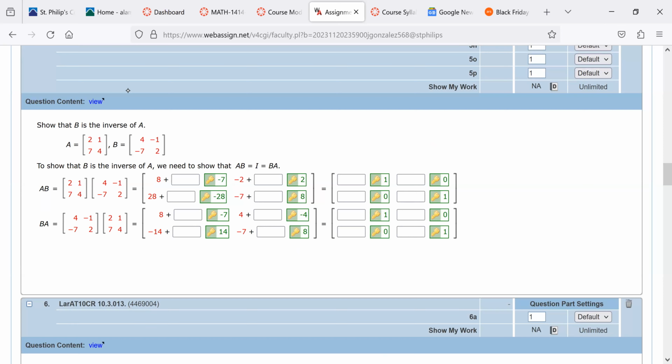Over here, they want you to verify that it is an inverse. In order to do so, you have to remember that if A times B is equal to I, and B times A is equal to I, then A and B are inverses of each other.